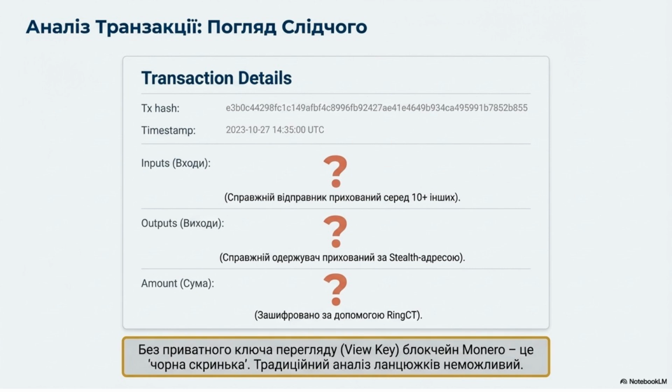From a forensic perspective, analyzing a Monero transaction is like opening a "black box." The true sender is hidden among others. The receiver is concealed by a stealth address, and the amount is encrypted using ring CT. Without a private view key, traditional chain analysis is impossible.